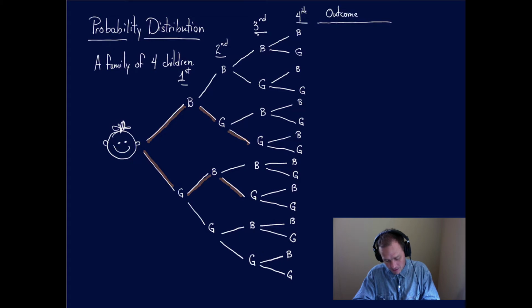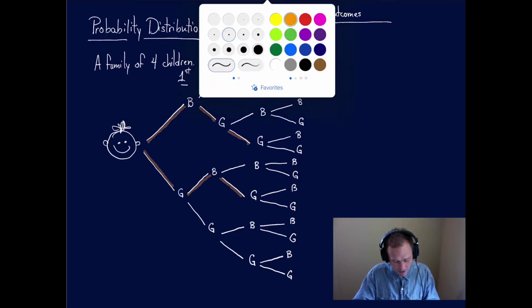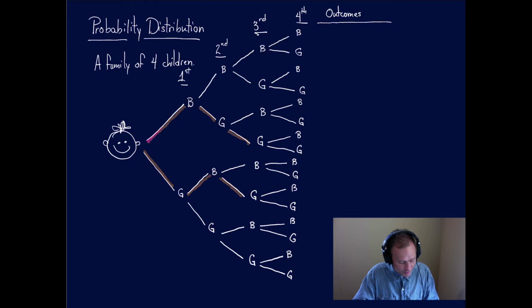Okay, not events, but we're looking at outcomes. So this first outcome, and I'll review this, is to use our table. If we were to go up one of these branches, the first outcome would have been a boy, then a boy, then a boy, and then a boy. And so we record that outcome as 4 B's. 1, 2, 3, 4. 4 B's for 4 boys.